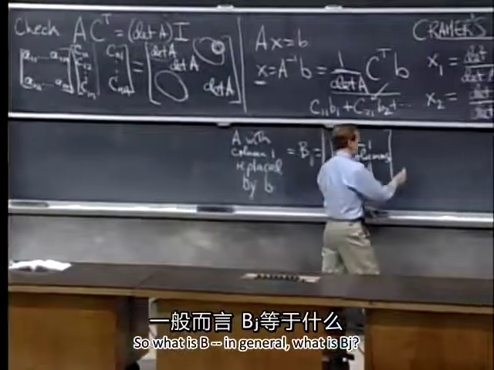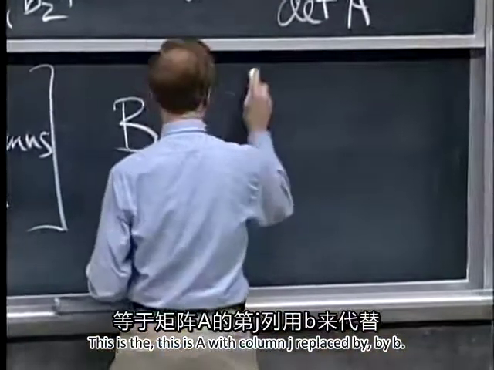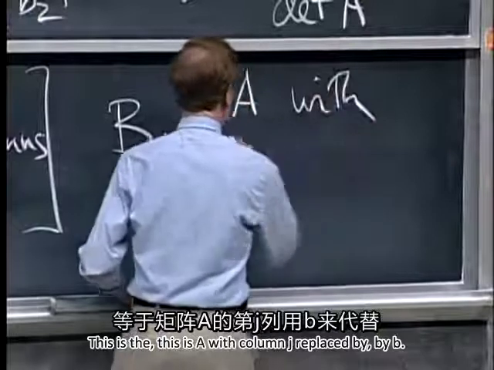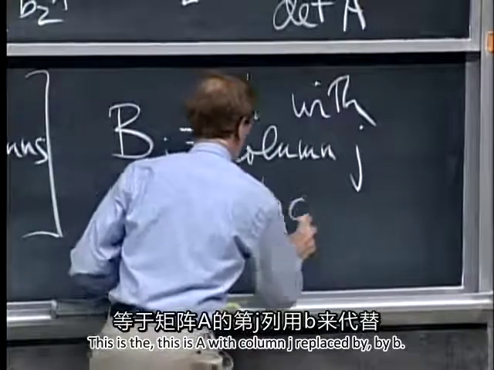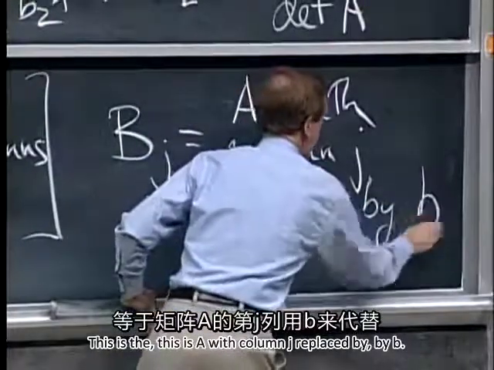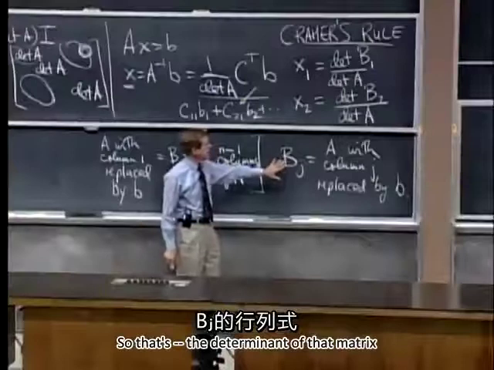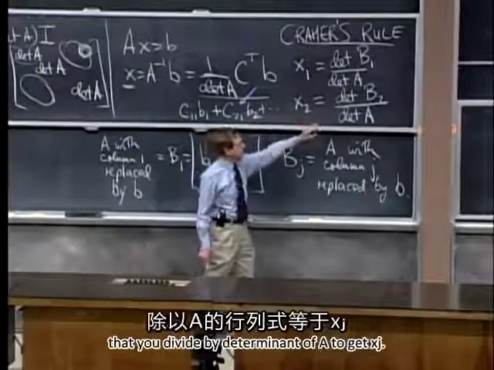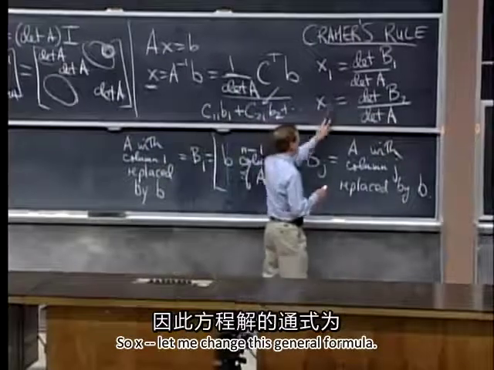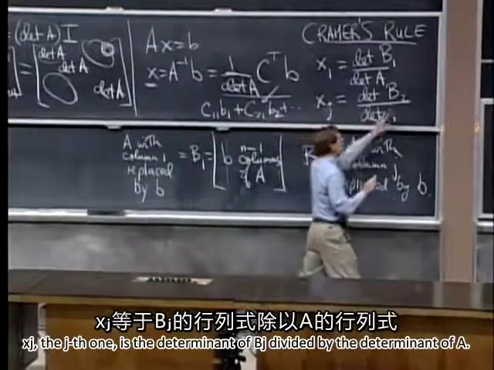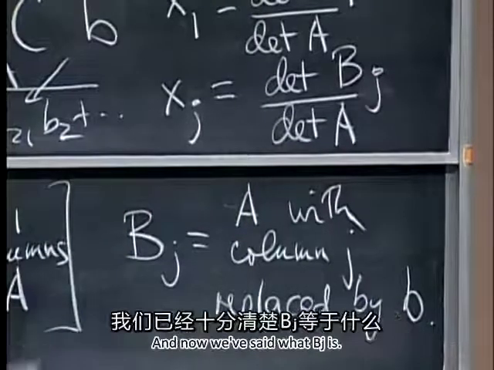So what is Bj in general? This is A with column j replaced by B. So it's the determinant of that matrix that you divide by the determinant of A to get xj. So let me change this general formula. Xj, the jth one, is the determinant of Bj divided by the determinant of A. And now we've said what Bj is.